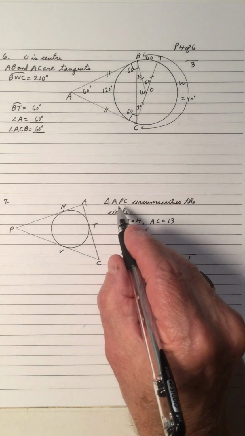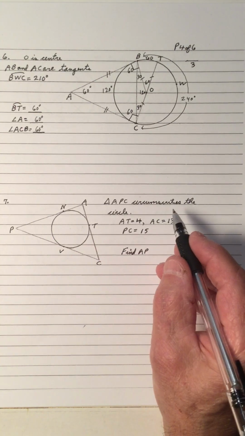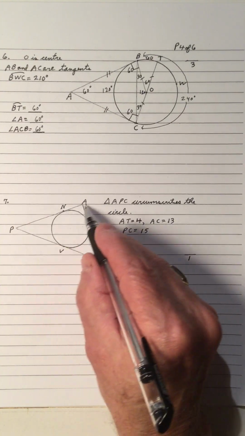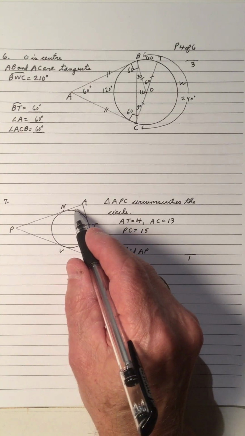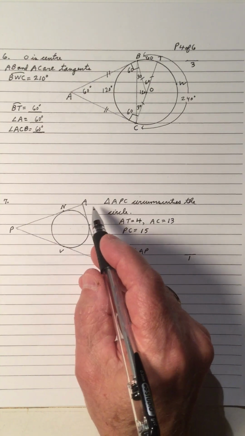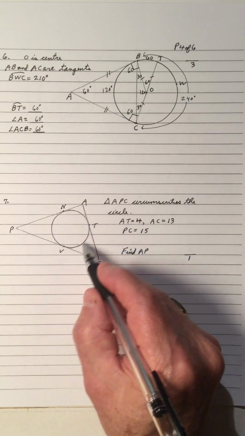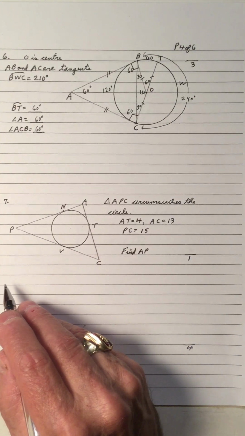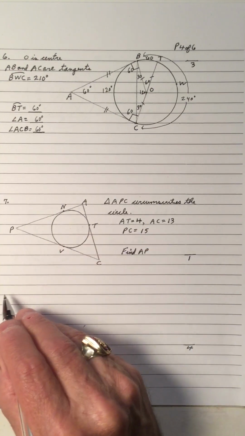Number 7. This is triangle APC circumscribes the circle. Circumscribes the circle means the circle is inscribed, and because the triangle is circumscribed, each of these sides of the triangle are tangent. So the triangle is outside the circle, so it's circumscribed. If we reverse it, in relation to the triangle, the circle is inscribed. Inscribed is inside, circumscribed is outside, but they're tangents. So they're tangents at N, T, and V.